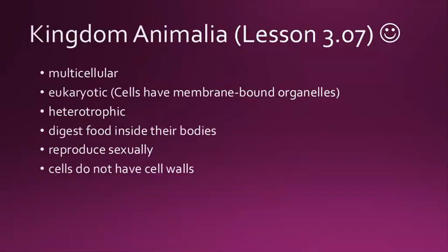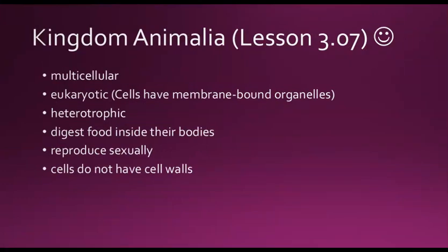So what is it that makes something an animal? All animals share these 6 characteristics. Animals are multicellular. They are eukaryotic, meaning their cells have membrane-bound organelles. They're heterotrophic. They digest food inside their bodies. They can reproduce sexually, and their cells do not have cell walls.